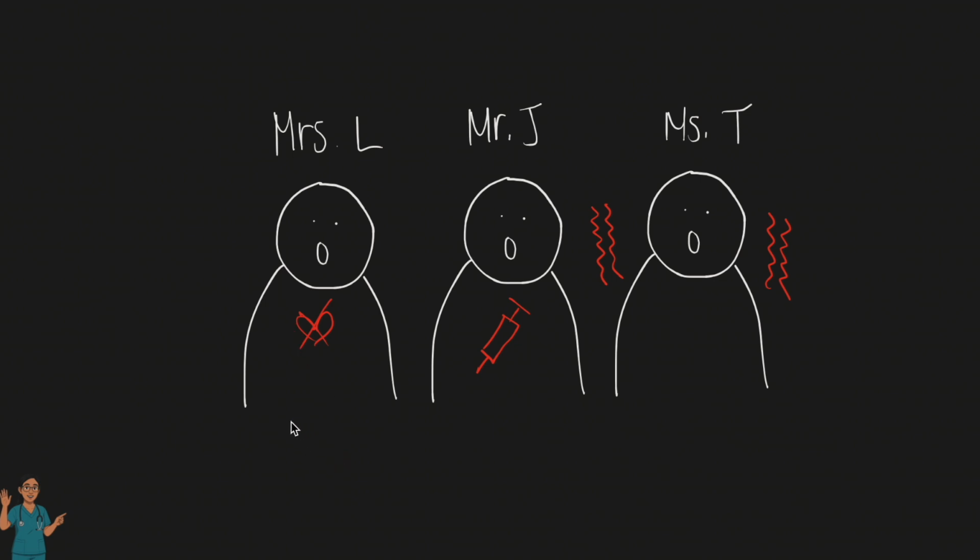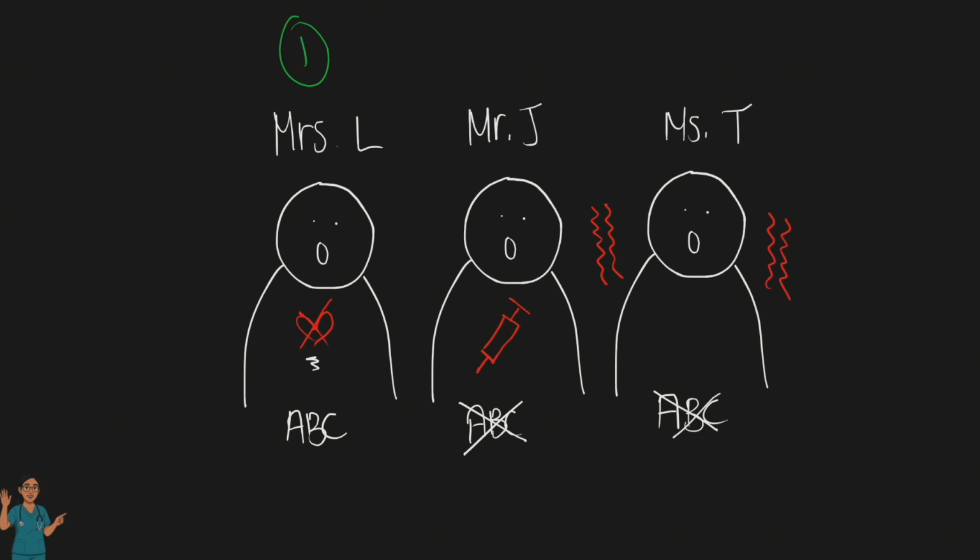First, our ABCs. Mrs. L could be experiencing an airway breathing circulation issue. Mr. J is not experiencing an airway breathing or circulation issue. Ms. T is not experiencing an airway breathing or circulation issue. Right off the bat, this means that we will be helping Mrs. L first.